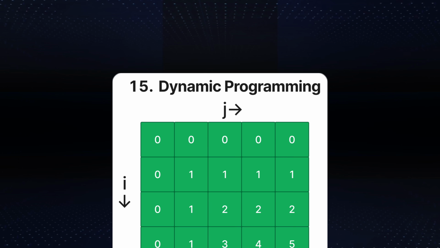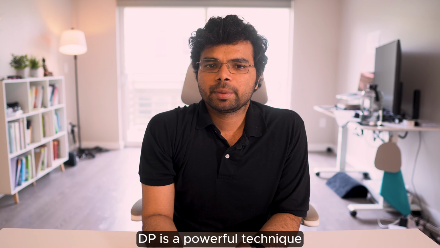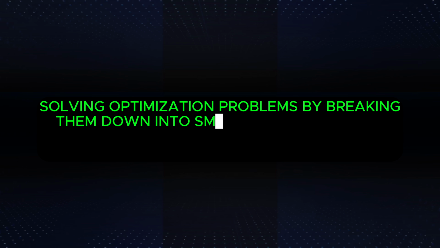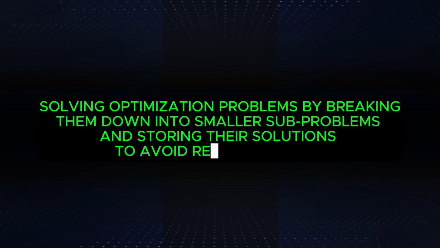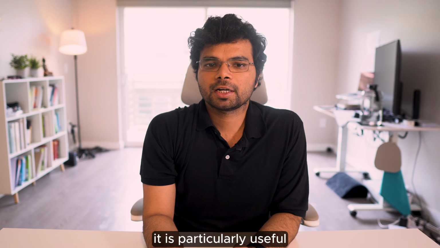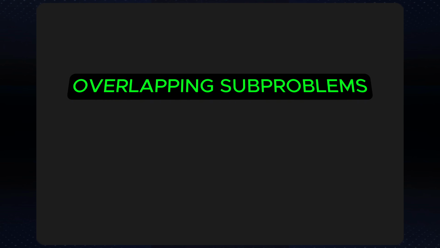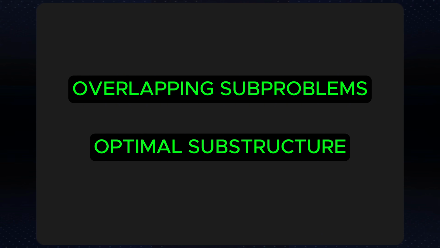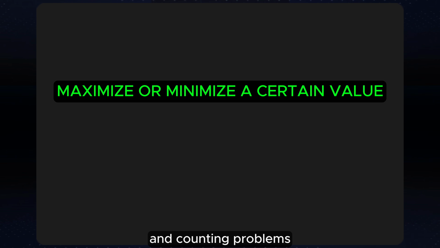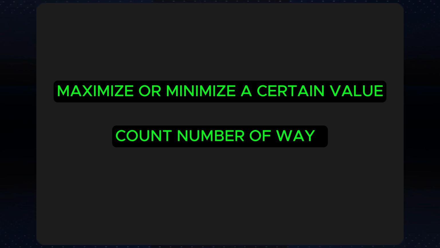And lastly, dynamic programming, also called DP. DP is a powerful technique used for solving optimization problems by breaking them down into smaller sub-problems and storing their solutions to avoid repetitive work. It is particularly useful for problems with overlapping sub-problems and optimal substructure properties like problems where you need to maximize or minimize a certain value, and counting problems where you need to count the number of ways to achieve a certain goal.